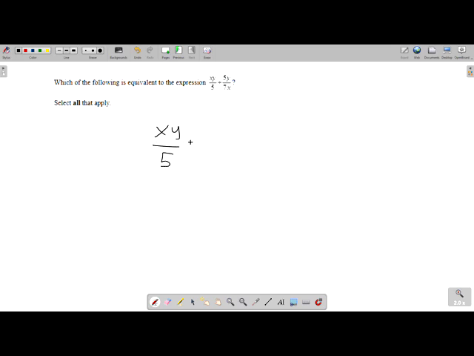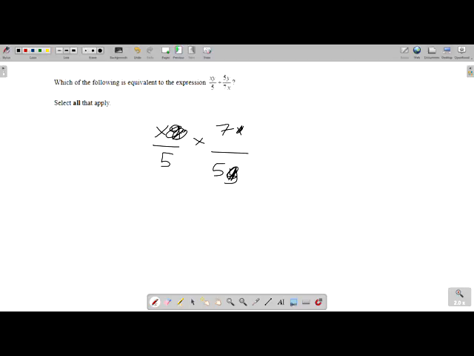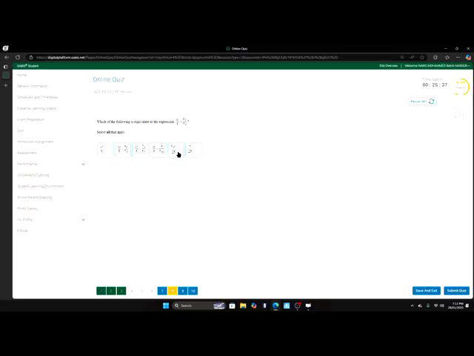xy over 5 times 7x over 5y. Okay? You can cancel the y's. And I think you can cancel the x's, right? Yeah, you can cancel the x's. It's going to be 7 over 25.